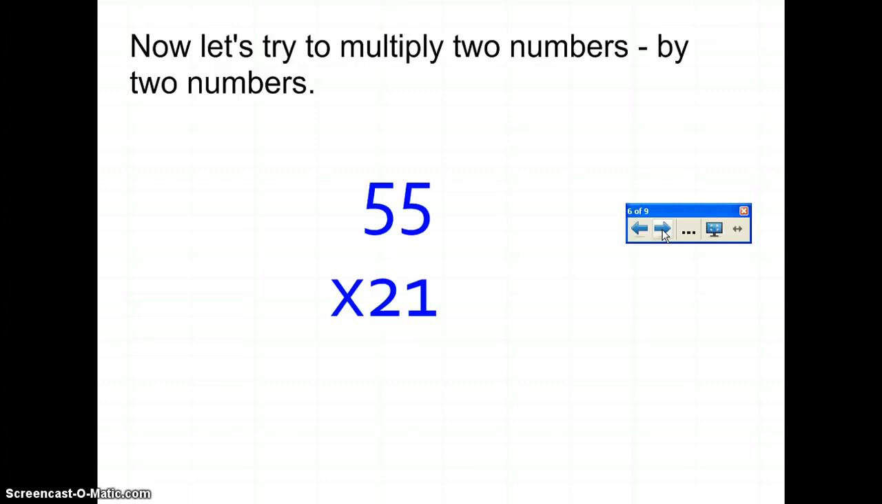Alright, so you finished multiplying 2 digits by 1 digit. Now we're going to work on multiplying 2 numbers by 2 numbers, or 2 digits by 2 digits. We're going to start off with 55 times 21. So we start with the 1. The 1 is our first point. You always start on the right-hand side. And we have to multiply up and across. So 1 times 5 is 5. And 1 times 5 is 5.